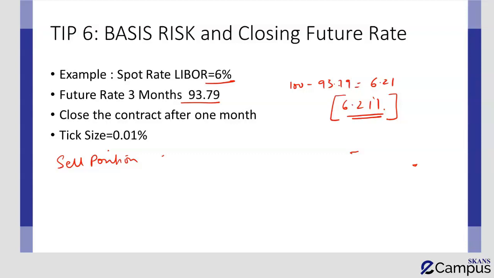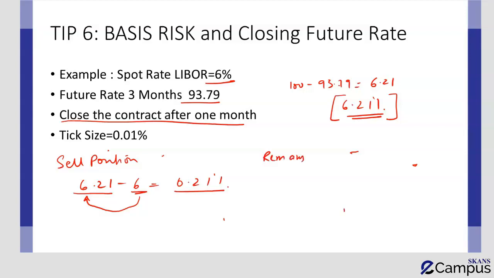First of all, I will calculate the basis risk, which is 6.21 minus 6, which is 0.21%. And I know that from 6, which is the current spot rate, my assumption is that the interest rate will converge towards 6.21. Now this basis risk is over a 3-month period, and I am considering closing the contract after 1 month. So the second step is I will calculate the remaining basis, which is 0.21, the difference, divided by the total number of months, which is 3, multiplied by the number of months left, which is 2. I do the calculation and I get 0.14. So my remaining basis is 0.14.